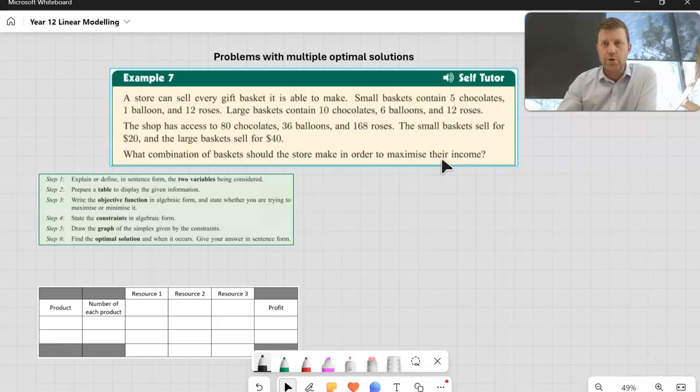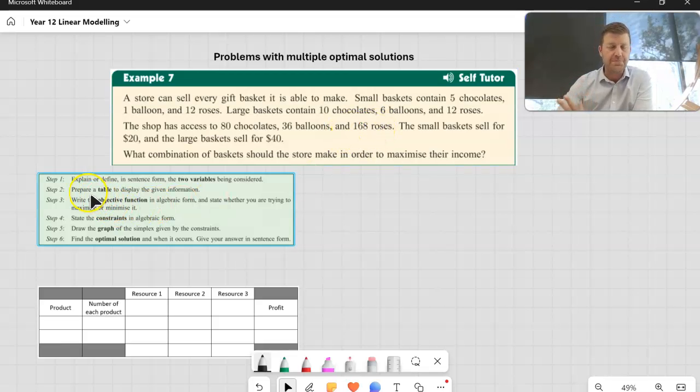So the 2 products we have here are the small basket and the large basket, and the resources they're competing for are the things that go in those baskets: the chocolates, the balloons, and the roses. And you can see there is a limited amount of each of those 3 resources, meaning that we need to have less than or equal to each of those resources when we're looking at our constraints.